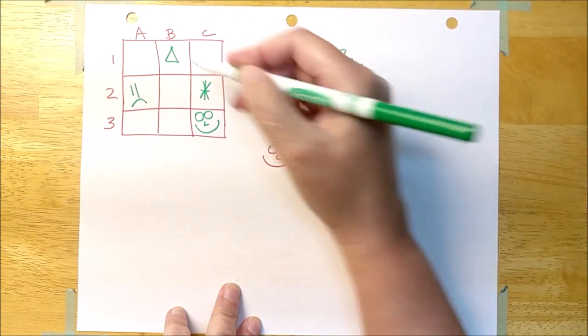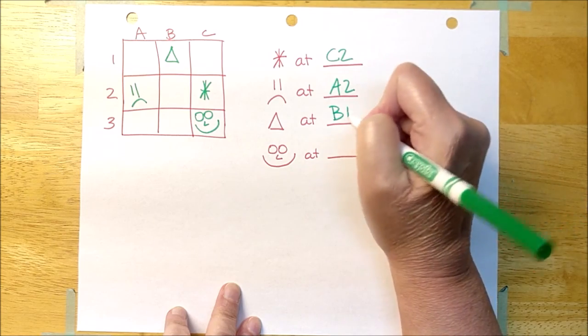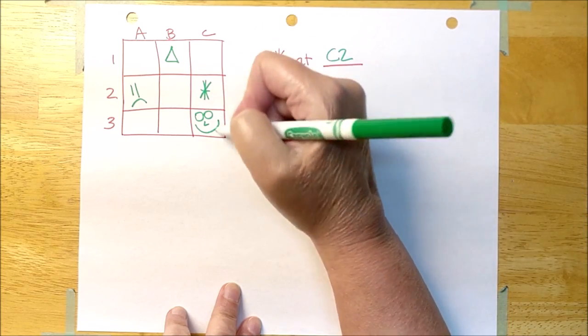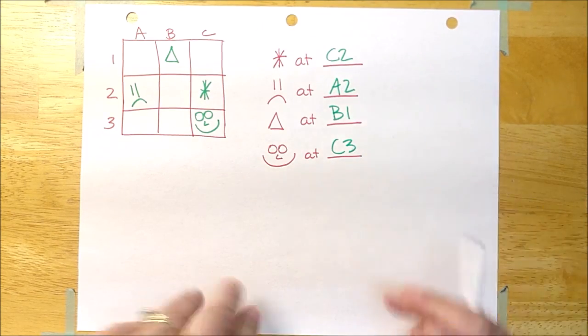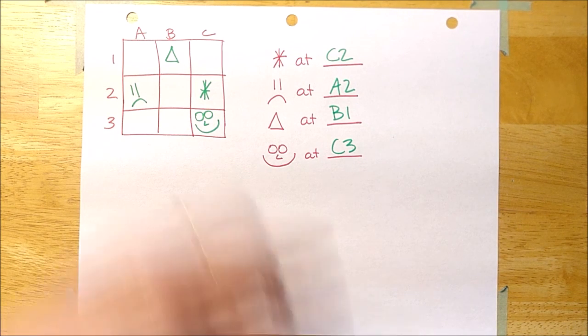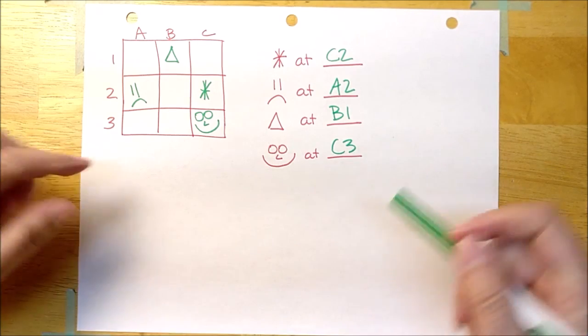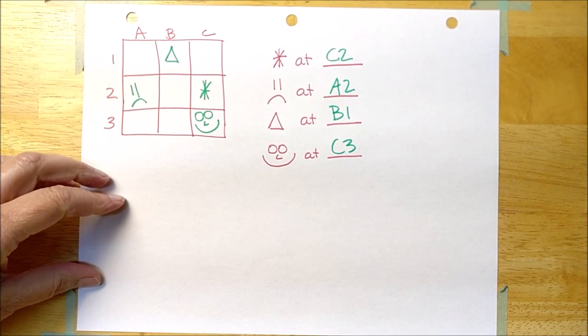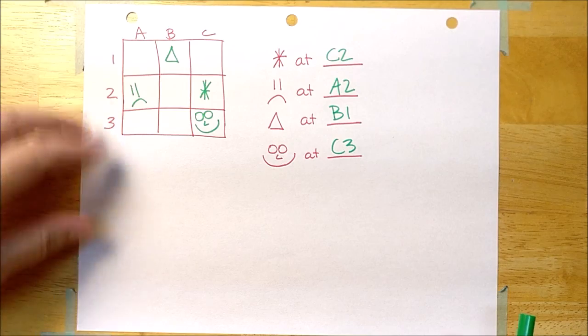Where did I put my triangle? At B1, and my smiley face over here at C3. So that is what you're going to have to do for that activity. They're going to tell you what shapes to put, and you need to put them somewhere on the chart and then tell where they are.